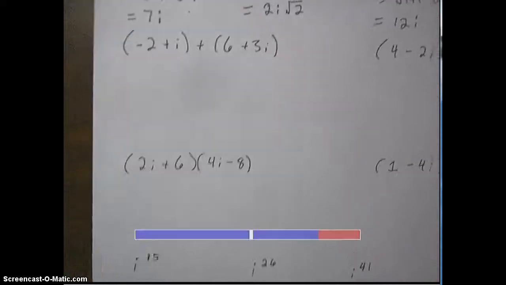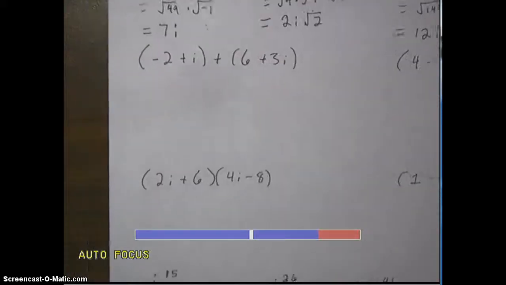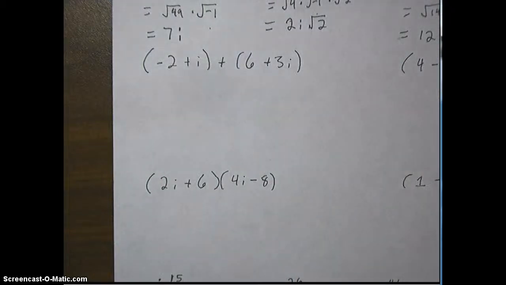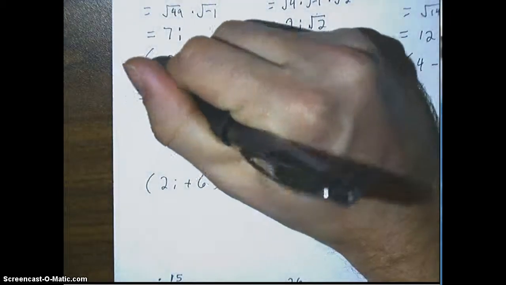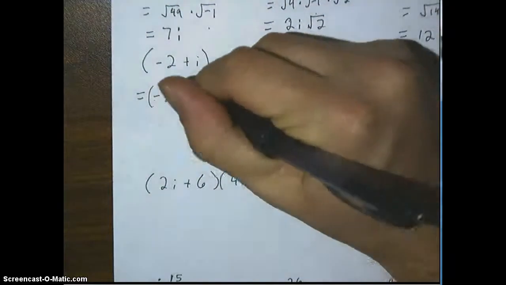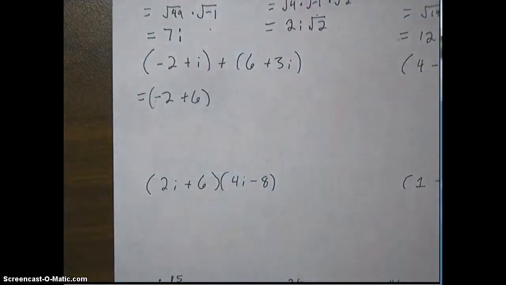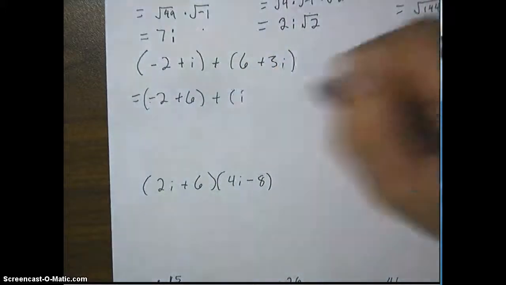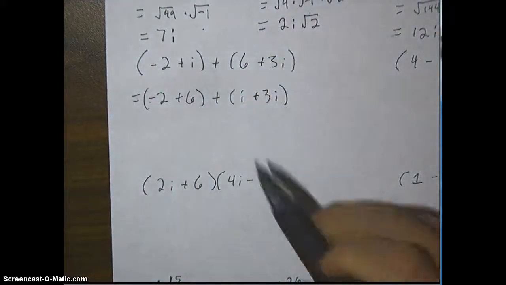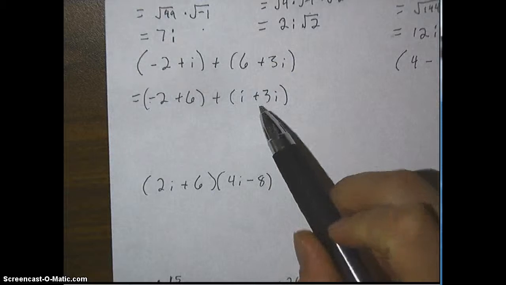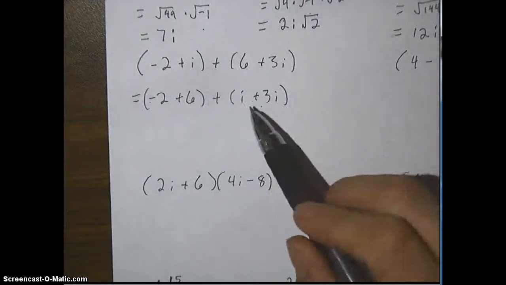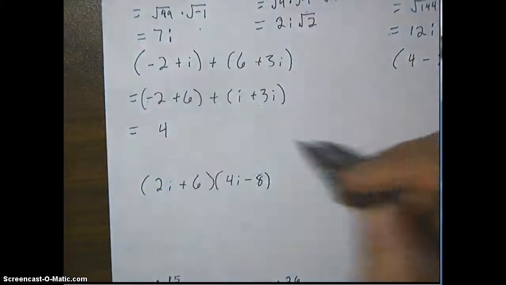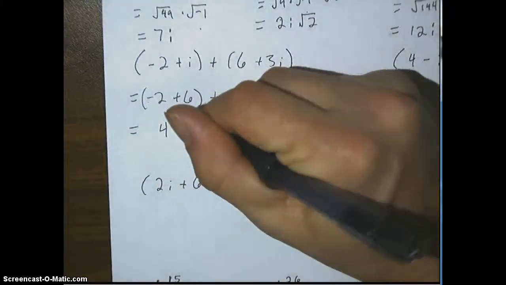First, I want to do some addition and subtraction. So 2 plus i plus 6 plus 3i. We're going to combine like terms. So I'm going to do 2 plus 6. That's the real component, plus i plus 3i. That's the imaginary component. So real numbers go with real numbers, imaginary numbers go with imaginary numbers. So 2 plus 6 is just 8, and i plus 3i is 4i's.